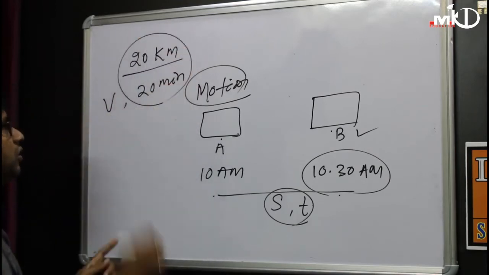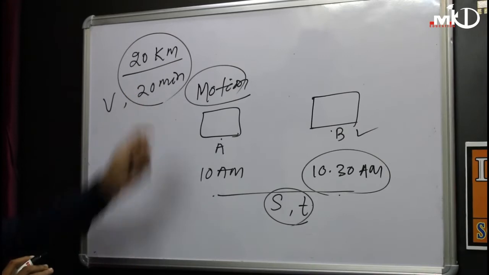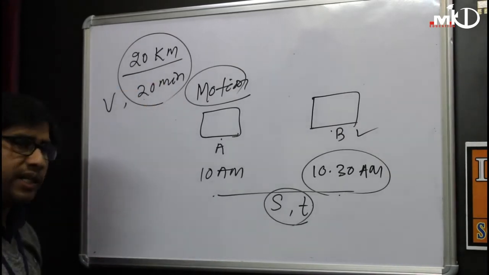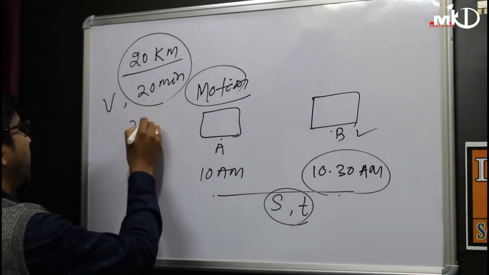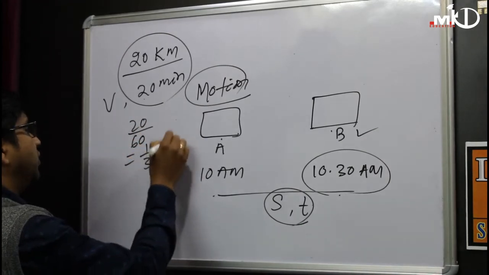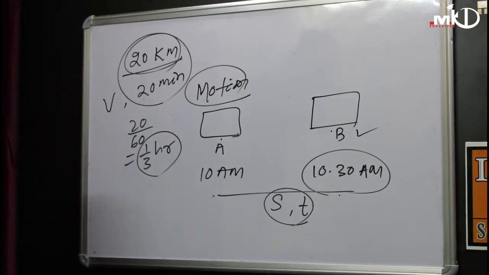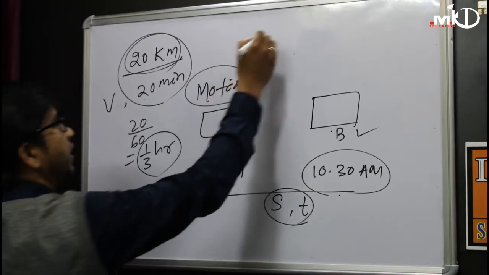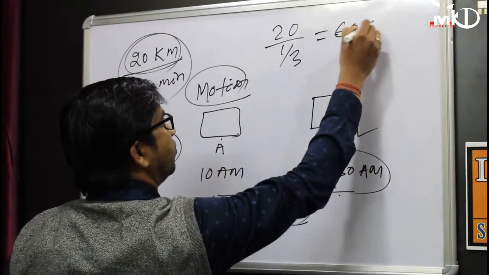Right? So you have traveled with how much speed? Distance is 20 km and time is 20 minutes. 20 minutes means how much in hours? 20 minutes means 20 by 60, so this is 1 by 3 hour. So that means for 20 km you have taken 1/3 of an hour. So what is the speed? Distance by time. Distance traveled is 20, time is 1 by 3. So this represents 60 km per hour.